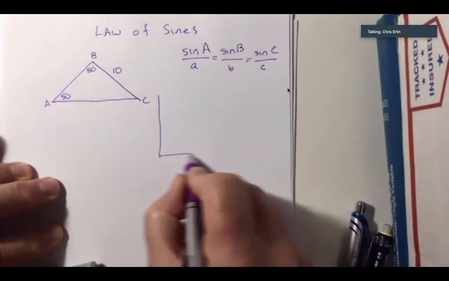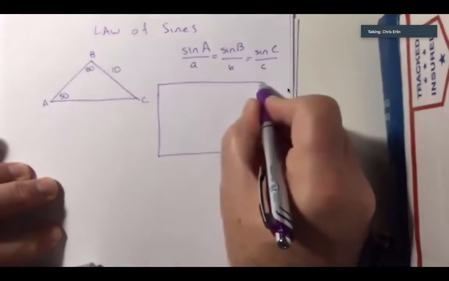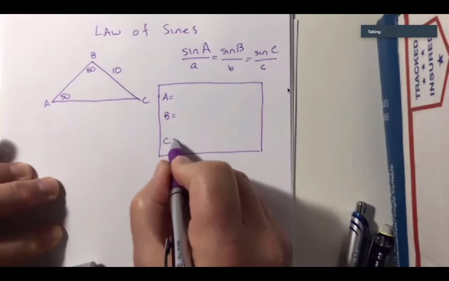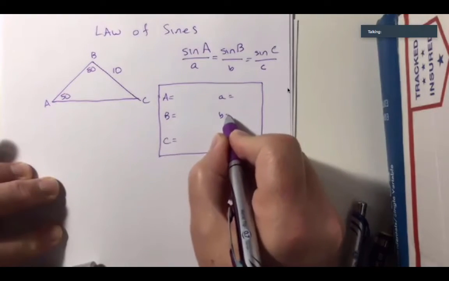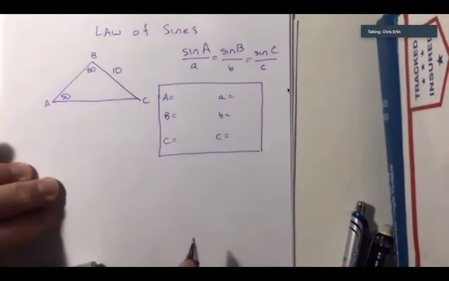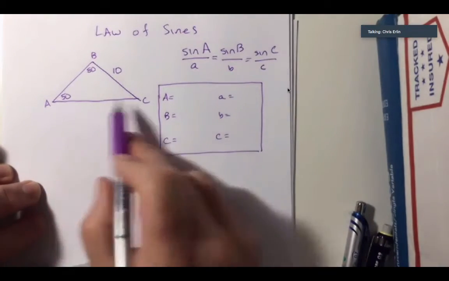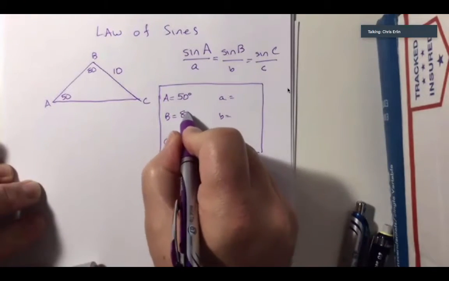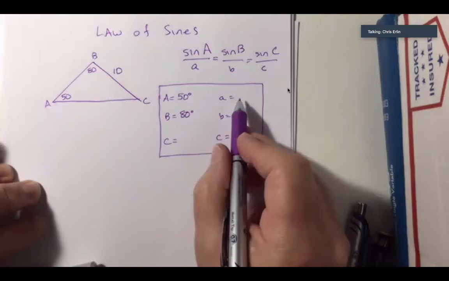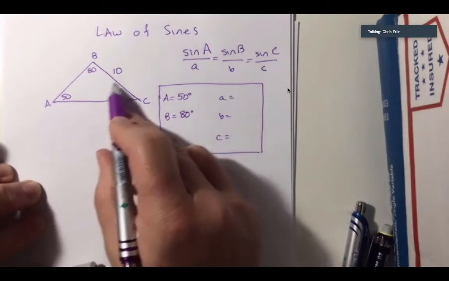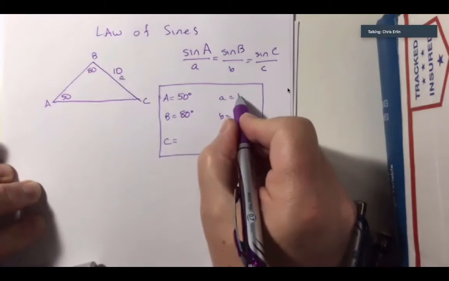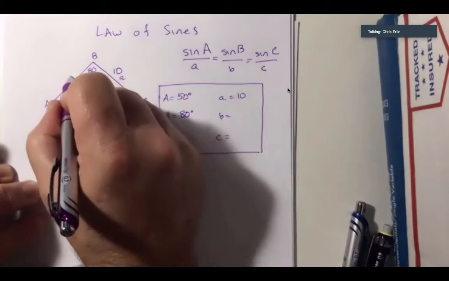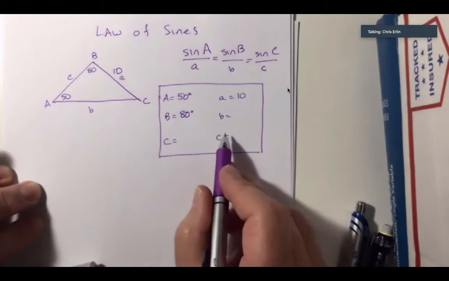So my recommendation is that you always start by building a little box of your values to keep track of it. And we're given certain values. We're given the value of angle A, that's 50 degrees. And we're given angle B is 80 degrees. We don't know angle C yet. Opposite A is little a, so I do know a is 10. Opposite B is little b, I don't know that. Opposite C is little c, I don't know that. This is what I'm given.